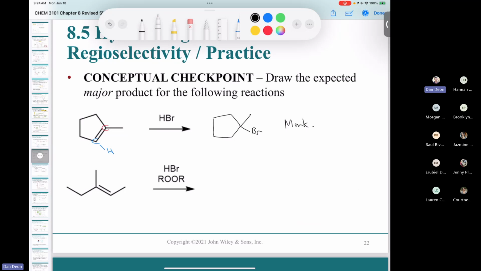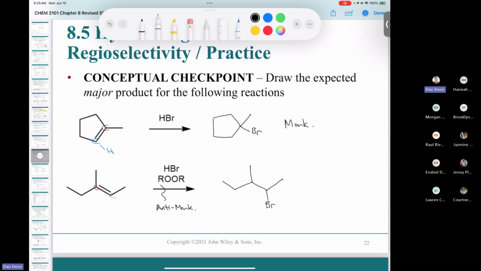And then if I have the peroxides, remember, I'm going to get the anti-Markovnikov product. So now it's not the rich getting richer, it's the opposite. So if I label this carbon in red and this carbon in green, could anybody tell me which carbon is going to take the bromine in this case? Would it be the red one or the green one? It's going to be the green. Absolutely. Here we go. So we're going to end up with this product that looks something like that.